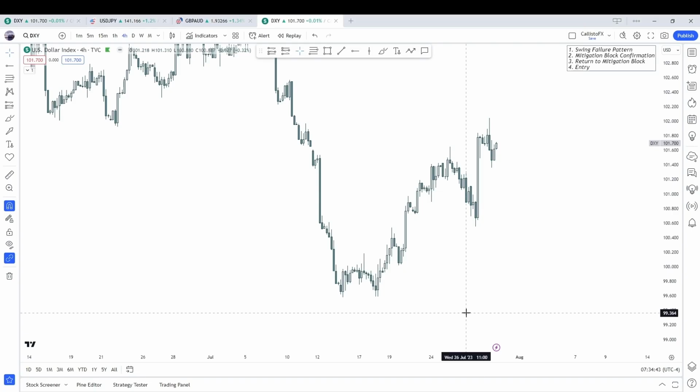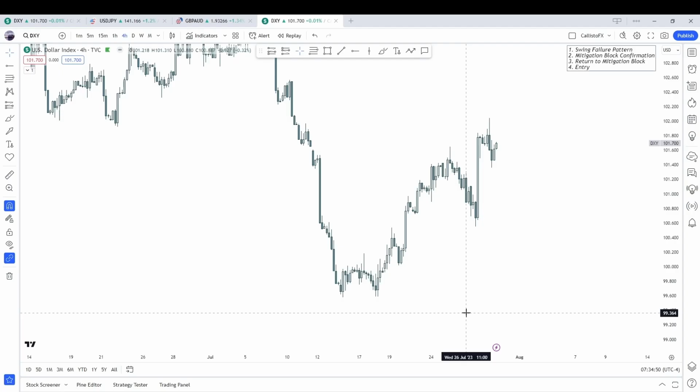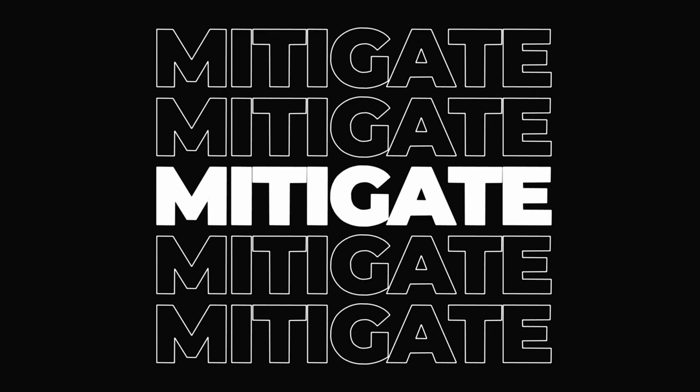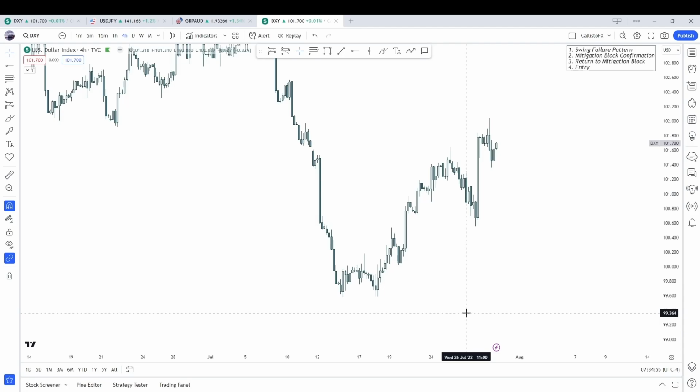Let's recap what we went through this video. First off, we went through what mitigation blocks are. They are a type of order block where buyers or sellers mitigate their orders when they are in drawdown and price comes near break even, and how these mitigation blocks are formed would be through a swing failure pattern.